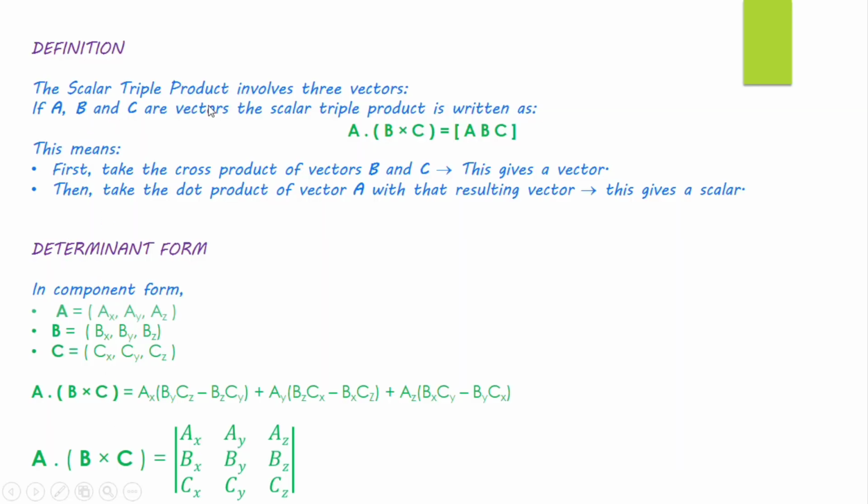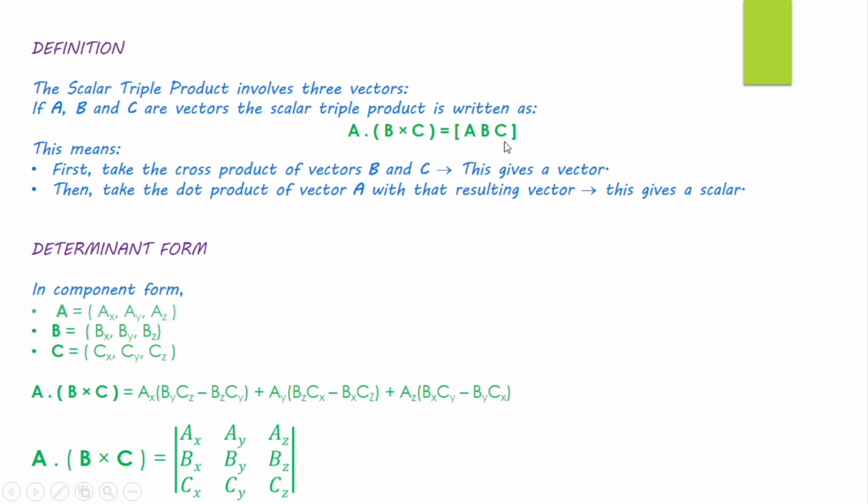Definition. The scalar triple product involves three vectors. If A, B and C are vectors, the scalar triple product is written as A dot B cross C, which is equal to box ABC. Now scalar triple product is also known as box product.